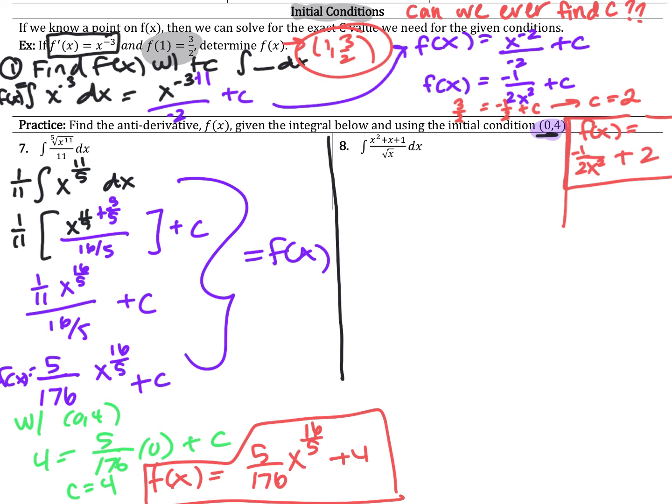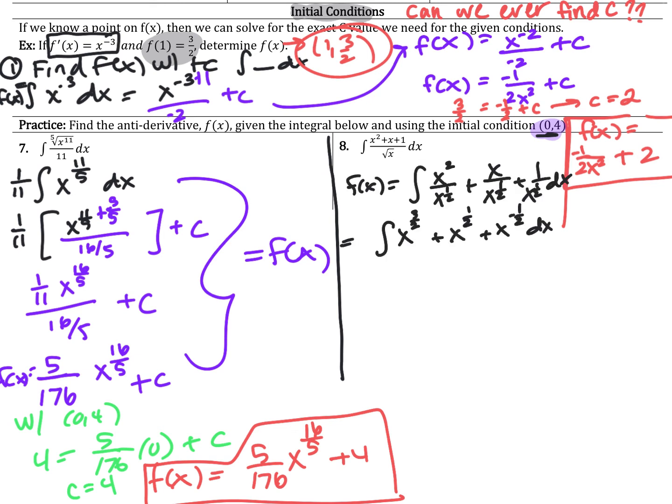I encourage you to pause the video and work through number 8 on your own. Again, I encourage you to split this integral into pieces so that each term is its own fraction: x squared over the square root of x plus x over the square root of x plus 1 over the square root of x, and then simplify. See if you can work through this whole problem on your own, and then unpause the video and see how you did.